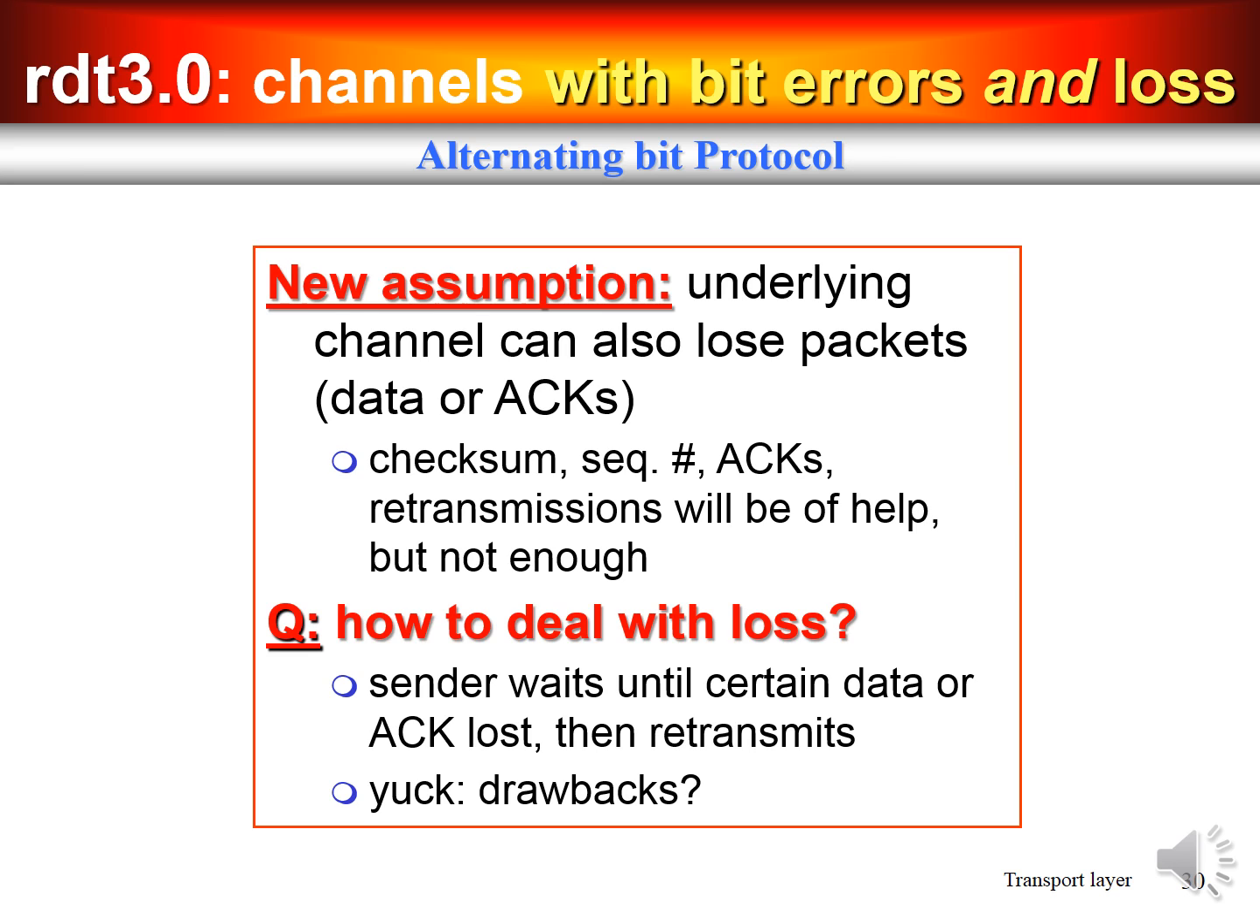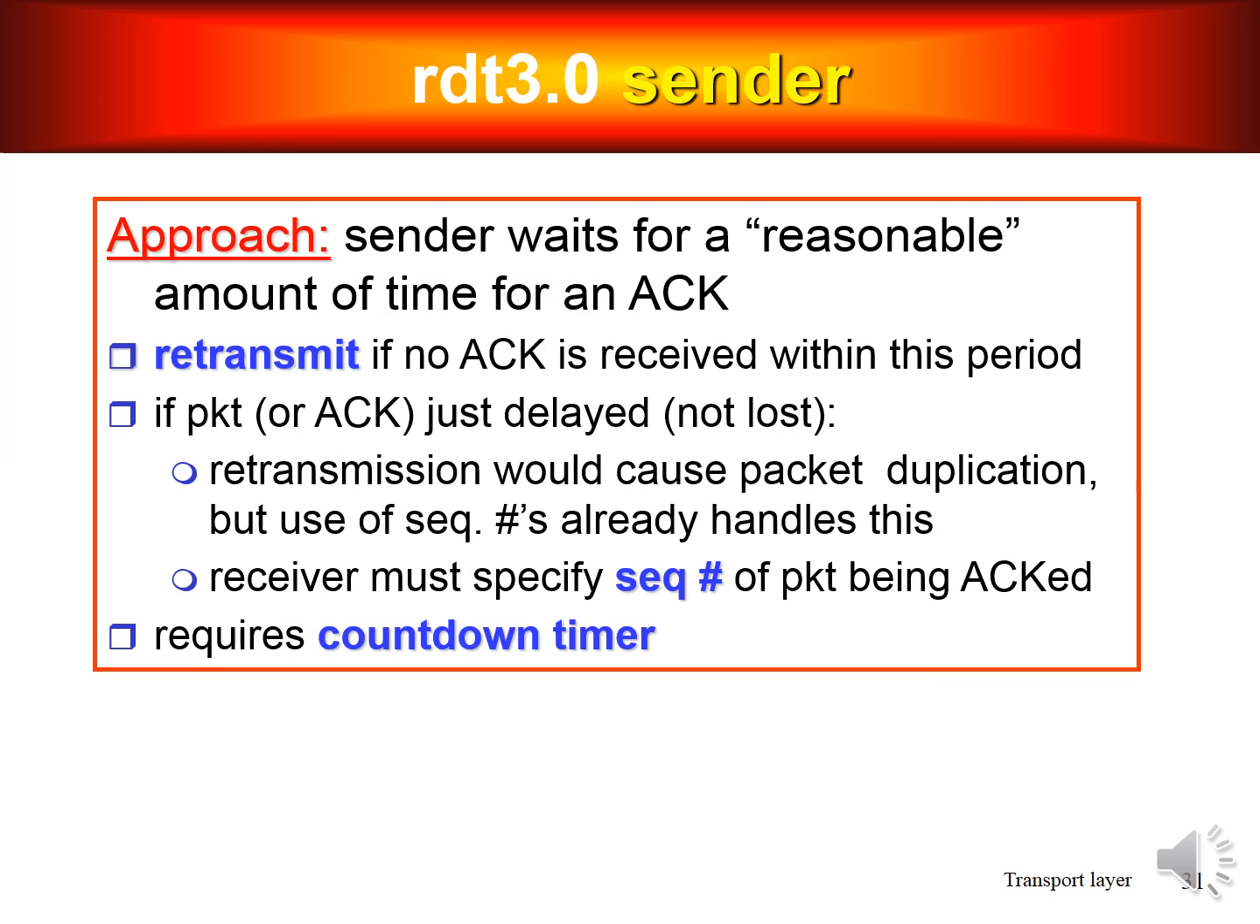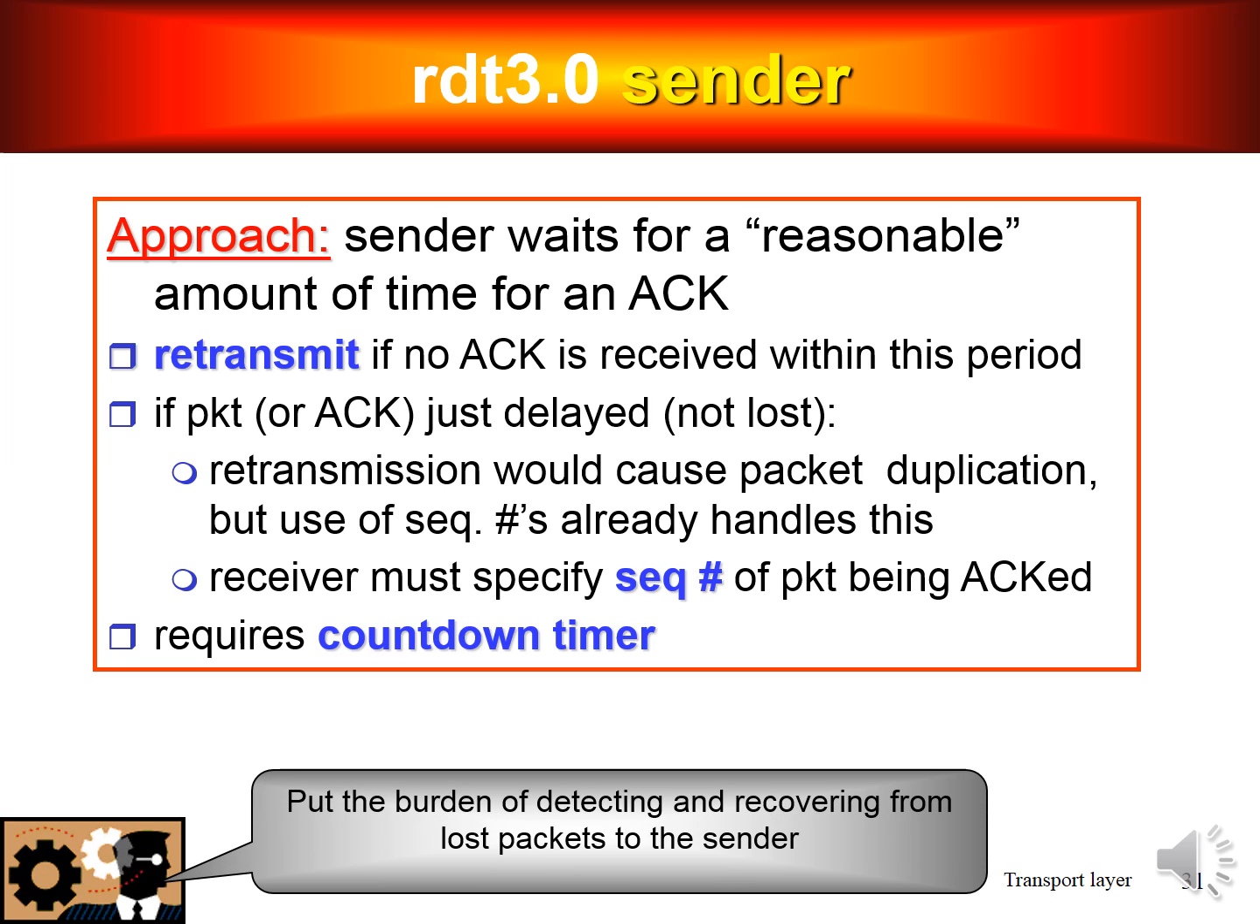How to deal with loss? The sender waits until certain data or acknowledgement is lost, then retransmits. In this approach, the sender waits for a reasonable amount of time for an acknowledgement, and retransmits if no acknowledgement is received within this period. If the packet or acknowledgement is just delayed, retransmission would cause packet duplication, but the use of sequence numbers already handles this. The sequence number of the packet being acknowledged is required, along with a countdown timer.